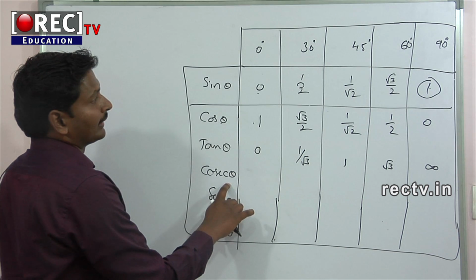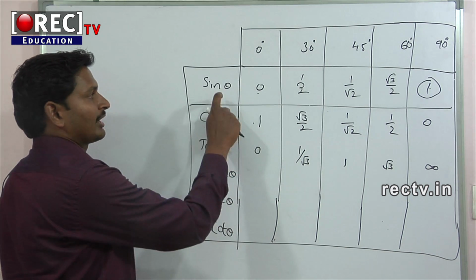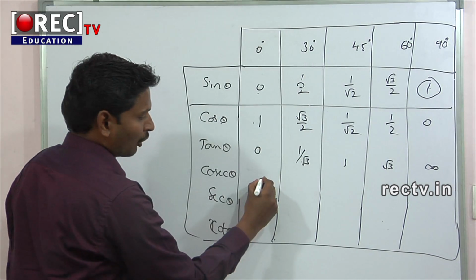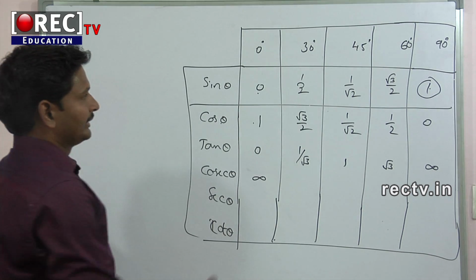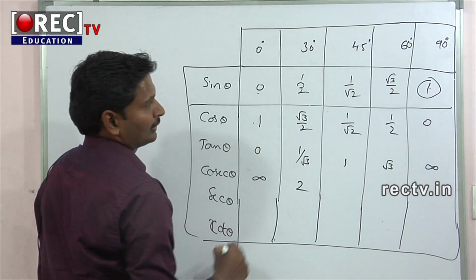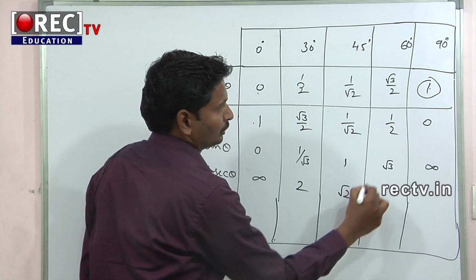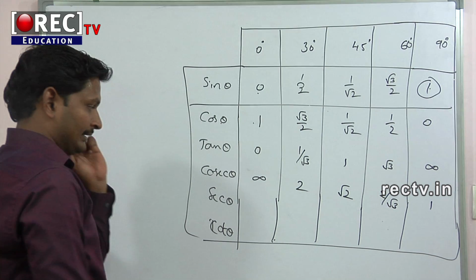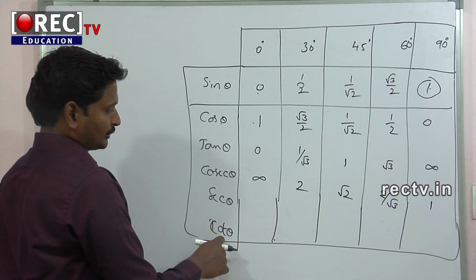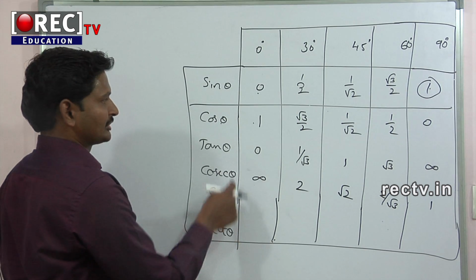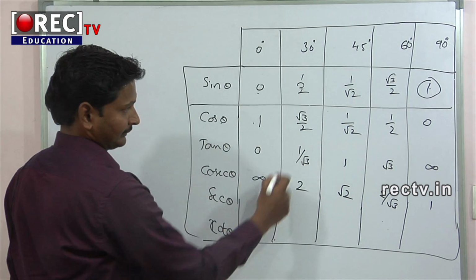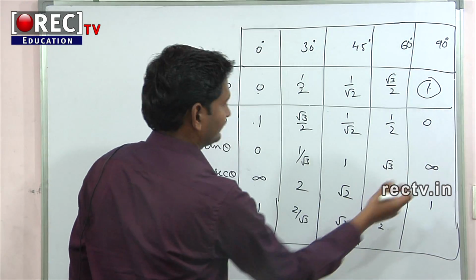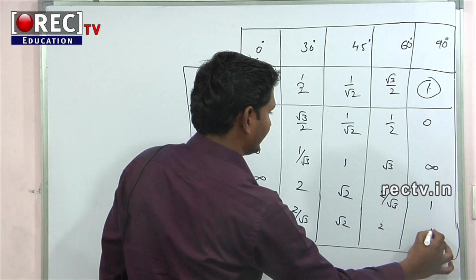Now cosecant theta is nothing but the reciprocal of sin theta. We know that already. So cosec 0 is equal to 1 by sin 0, which is 1 by 0, not defined, that is infinity. And for 1 by 2, you have to write the reciprocal, so 2. Then root 2, then 2 by root 3, and next one 1. Again, secant theta is the reciprocal of cos theta. So 1 by 1 is 1, 2 by root 3, root 2, 2, and for cos 90, 1 by 0 means that is infinity.